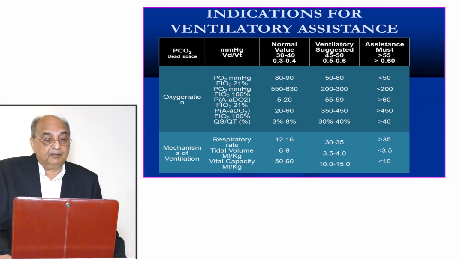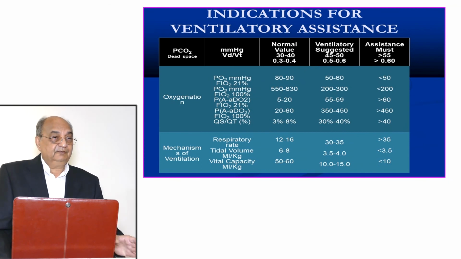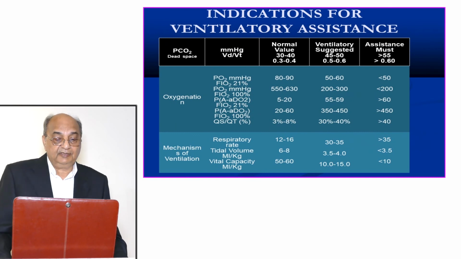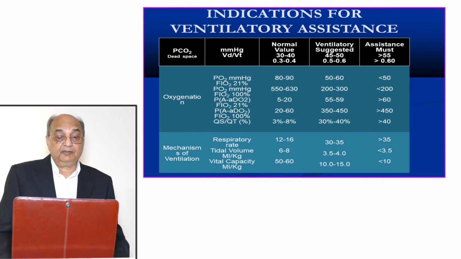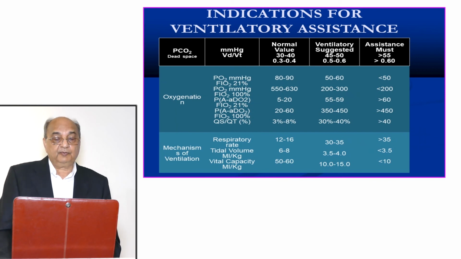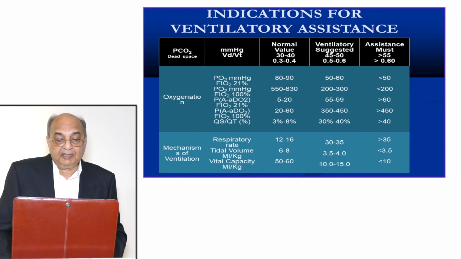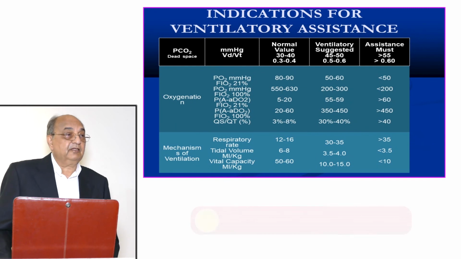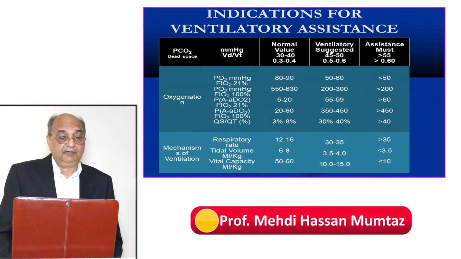Then the AA gradient, normal is 5 to 20. If it increases to 55 to 60, you start thinking of putting them on a ventilator. When it is greater than 450, it's a definite indication to put them on a ventilator also. Same about shunting.